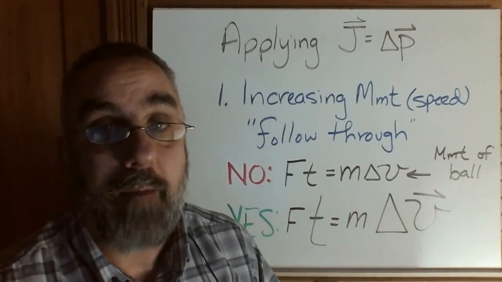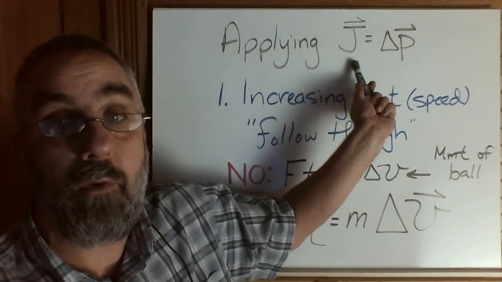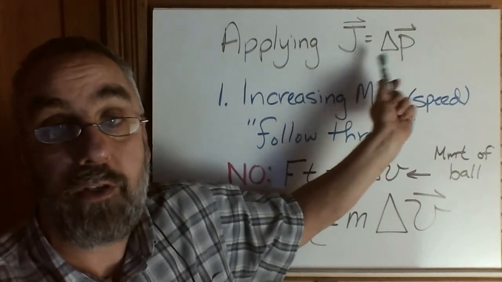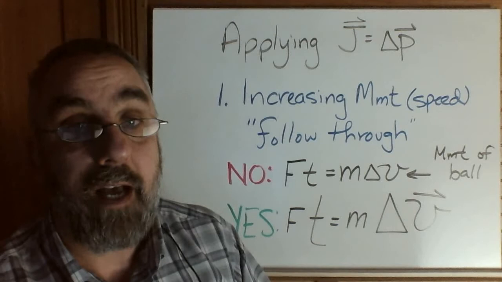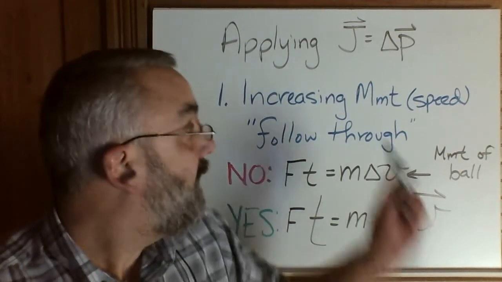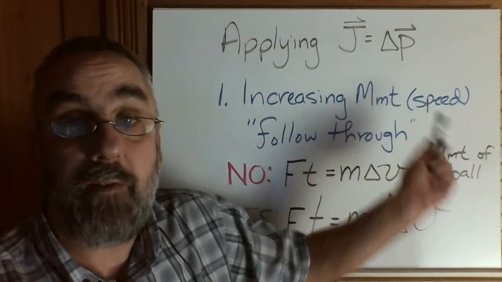Today we're going to talk about the application of impulse and momentum. If you recall, J is the symbol that we use for impulse, that's force and time, and this is delta P, or change in momentum, typically mass times change in velocity. The first application that I'd like to take a look at is if you want to increase the momentum of an object or increase the speed of an object.